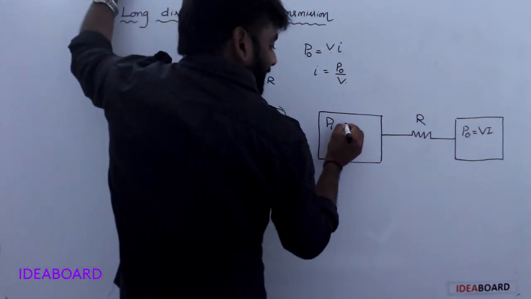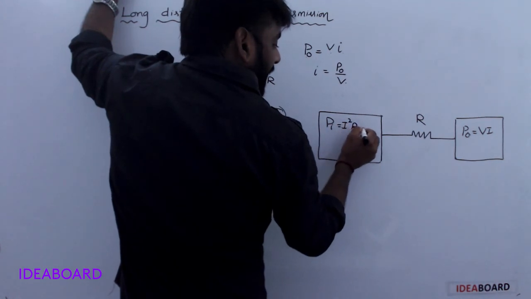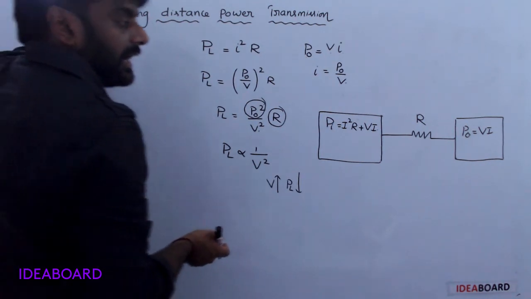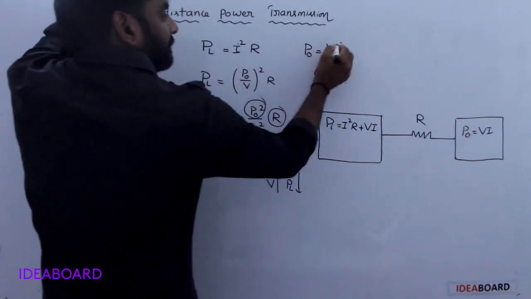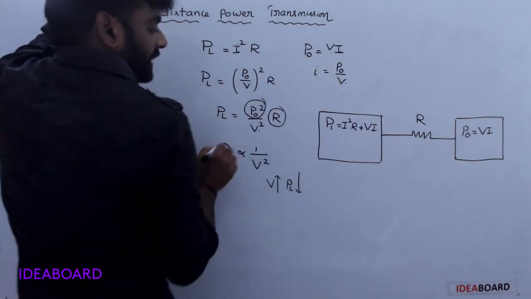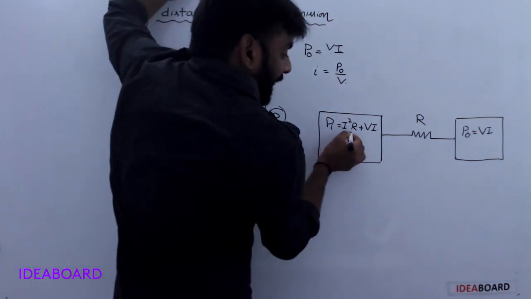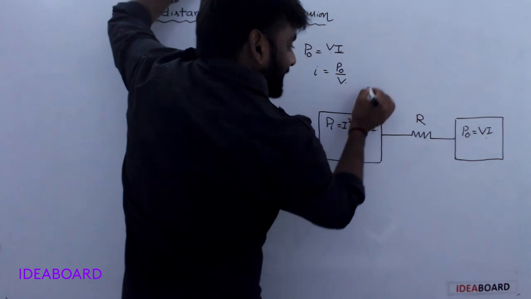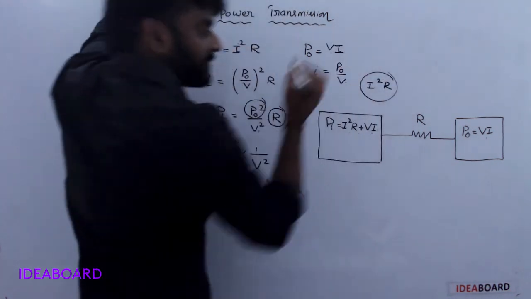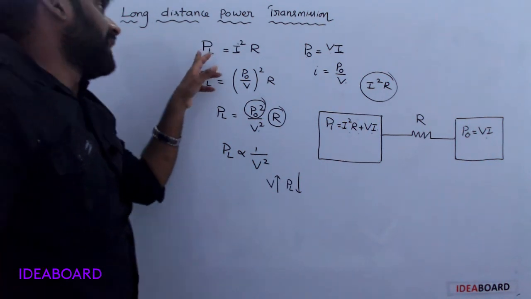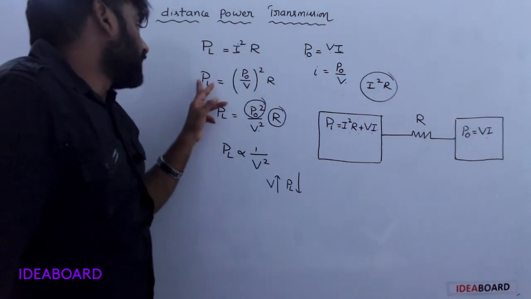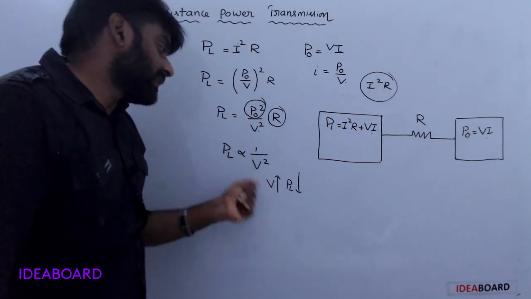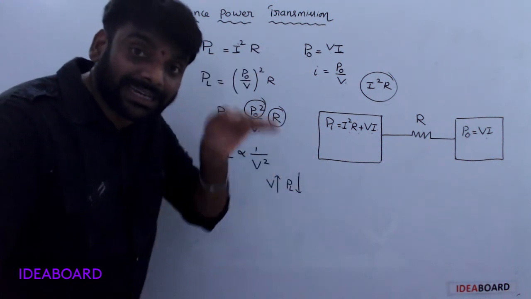Input is given as I square R plus V I. Output is V I. What is the loss of power here? I square R. So loss of power, on simplification, is inversely proportional to the square of the voltage. If voltage is increased, loss of power decreases.